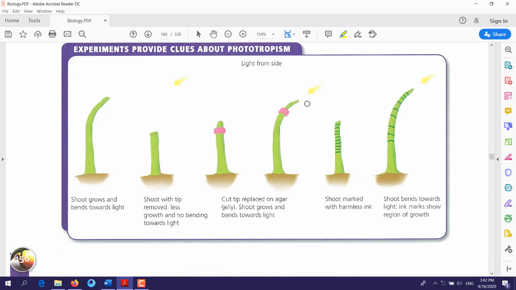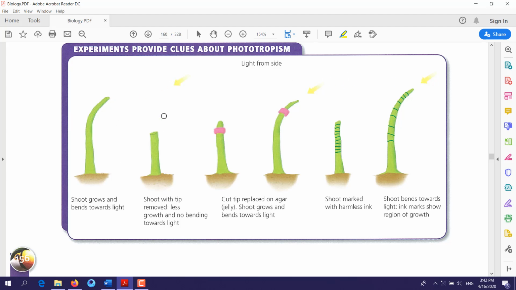Here we have this experiment. It shows that our experiments provide clues about phototropism. This experiment shows how plants respond to light. Firstly, as you can see here, we have a shoot that grows and bends towards light. Here it's a normal shoot of a plant. It's growing and bending towards light. This is the light, as you can see, these yellow arrows.